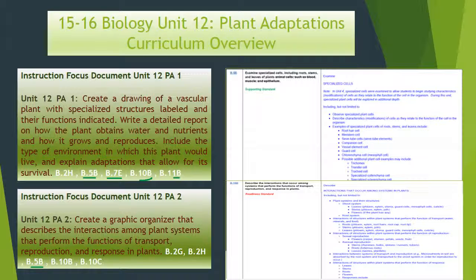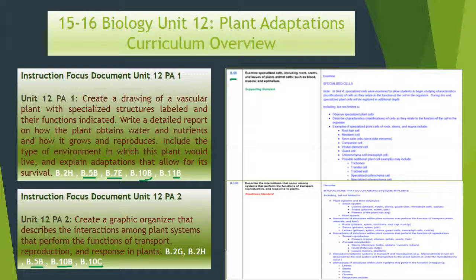And again, B5B and B10B are also covered in PA2, in addition to B10C. So I've placed the two SEs here that are present in both of those PAs, but once you combine them, you'll definitely be focusing on them at the same time.